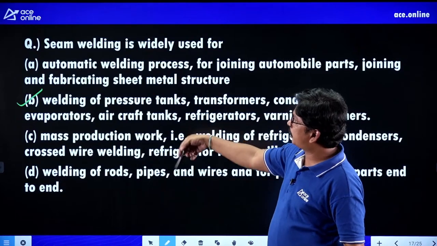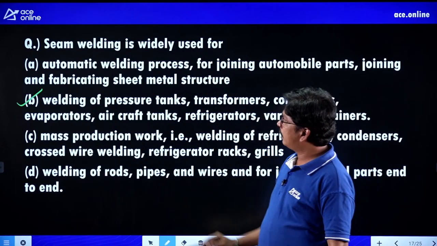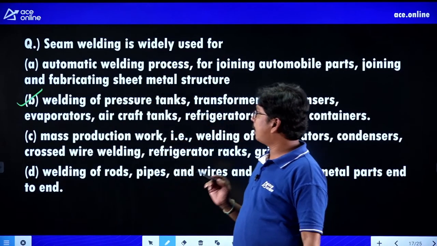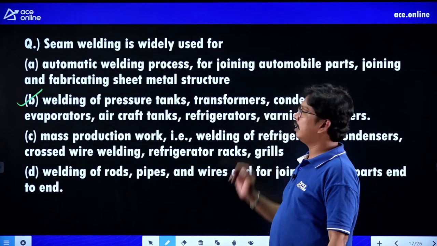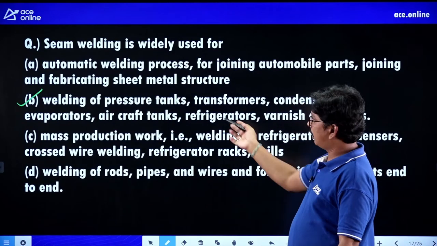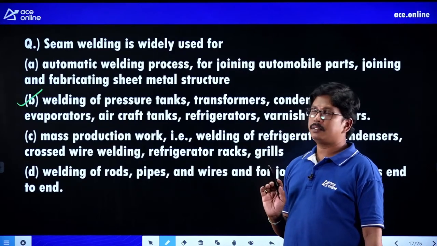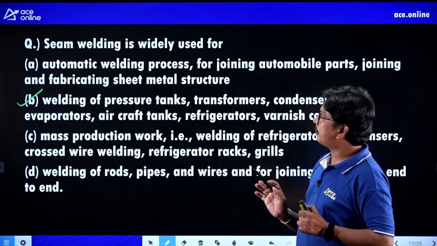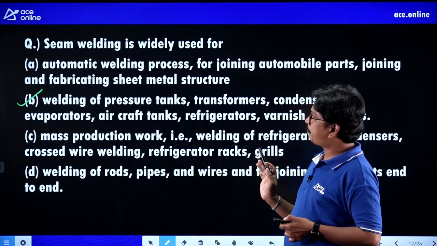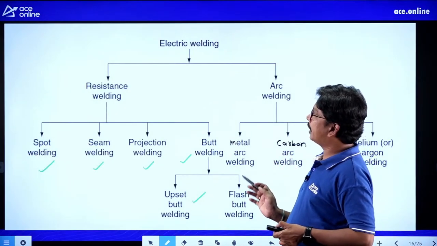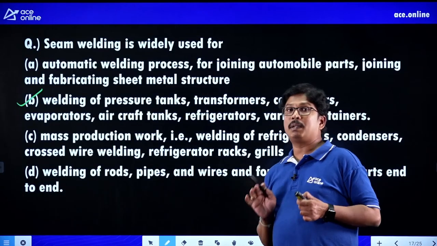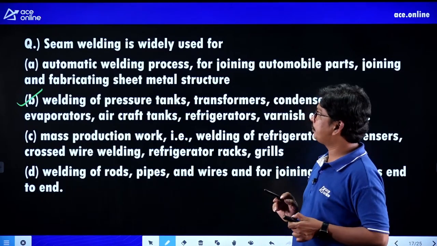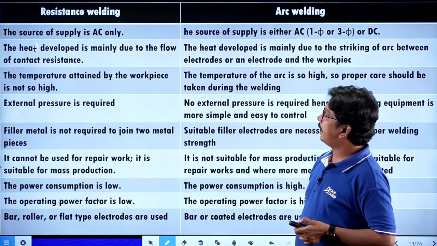In this question they are asking about seam welding. Seam welding is used for welding of pressure tanks and transformers; like that we have the applications. Clear? So in case of welding, we can expect a question from the classification, or we can expect a question from the applications. Right. The next question.